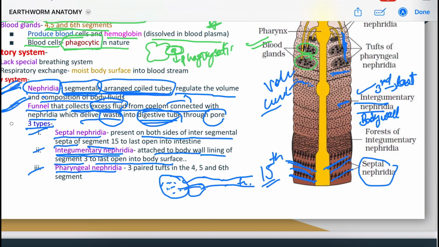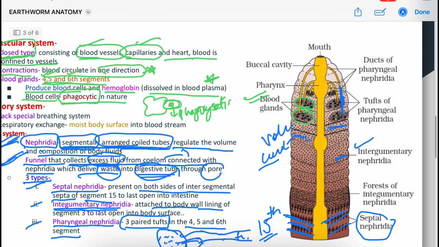Next is pharyngeal nephridia. Here 3 pair tufts are present on 4th, 5th, 6th segment. These are tufts of pharyngeal nephridia. Okay. Pharynx part पे present है ये, मतलब close to the pharynx है. Tuft की form में present है.